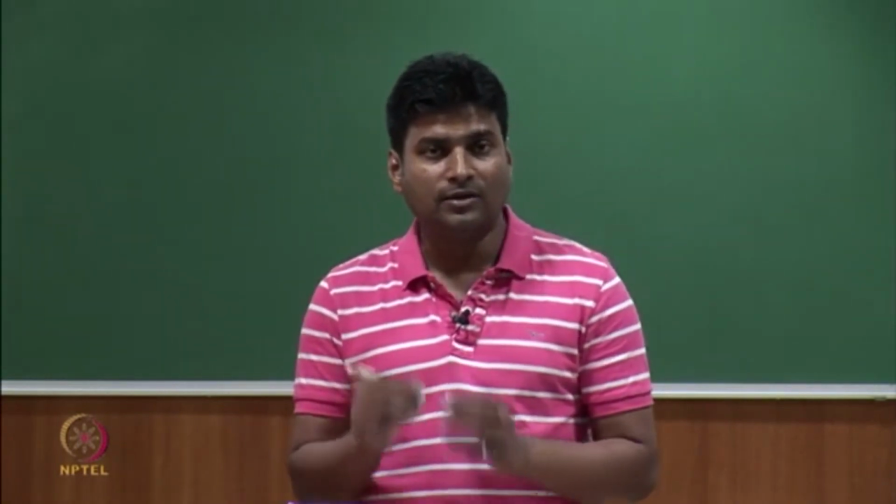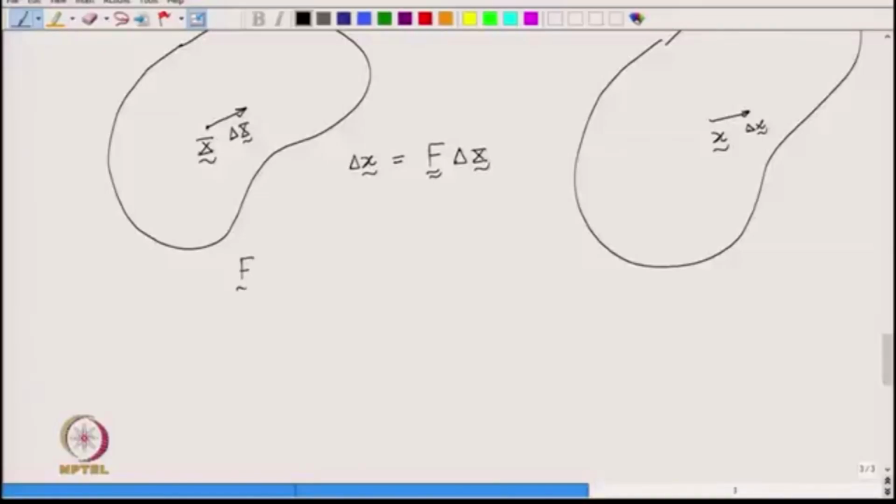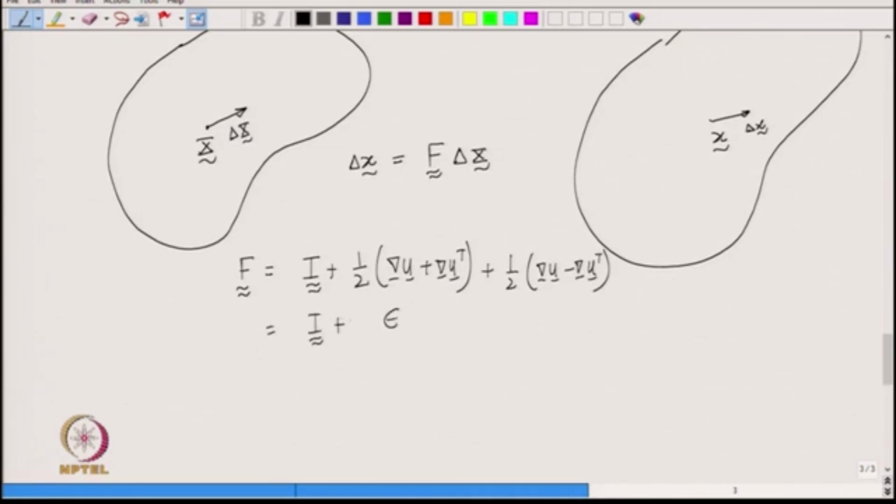Now, let us write down this big F in terms of displacement gradient. So, big F is identity plus grad u, but we could write it as the symmetric part of grad u plus the anti-symmetric part of grad u. Okay. So, that is basically identity plus the epsilon tensor plus let us say a W tensor, the anti-symmetric W tensor. So, delta little x is then epsilon tensor times delta big X plus identity plus W tensor times delta big X.